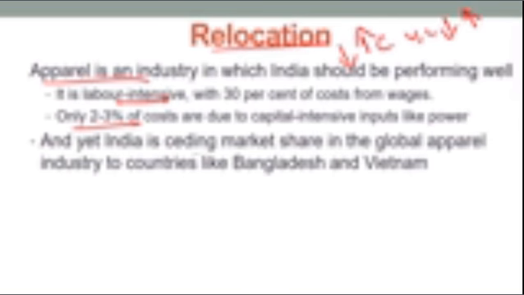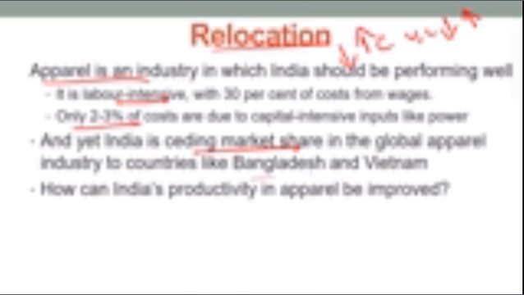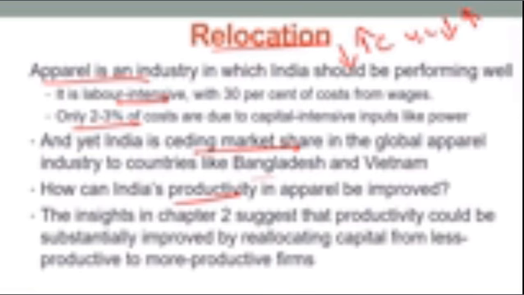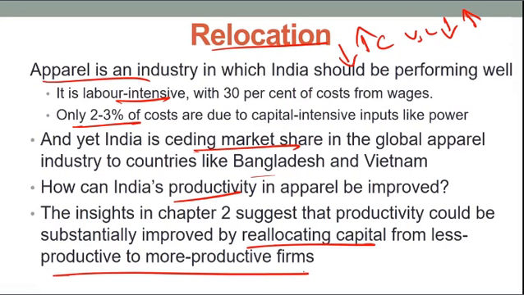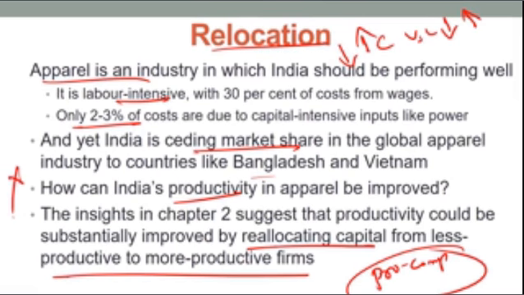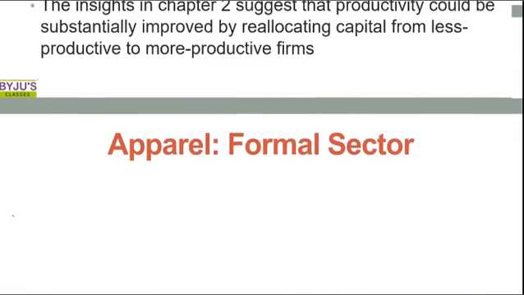However, India is giving out market share to Bangladesh, Vietnam, etc. So the apparel industry is not performing well in India. So how can India's productivity be improved? One is a kind of relocation. What we have to do is reallocate capital from less productive to more productive firms. This can be done by becoming pro-competition. That is one aspect of it. But this is less important. A more interesting aspect of relocation comes next in the Economic Survey discussion.